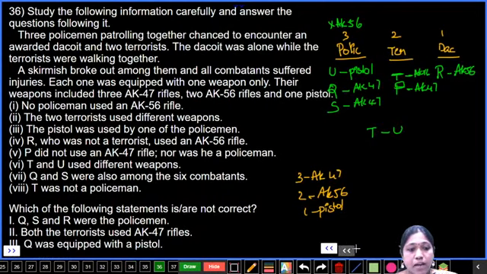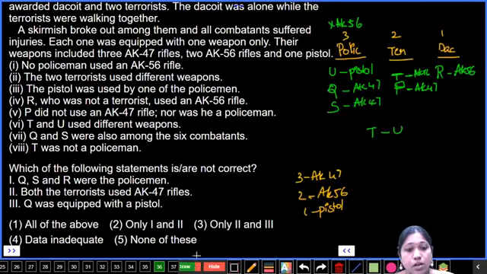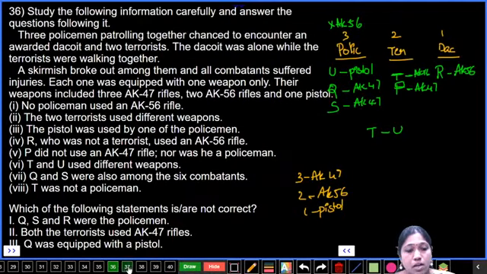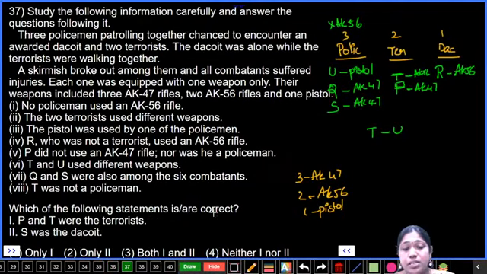Now basing on this, we are having questions. See the first question. Which of the following statements is true? Q, S and R were the policemen. Q, S, R were the policemen. Both the terrorists used AK-47 rifles. Q was equipped with a pistol. So with this we have completed the statements. Now we'll check the options. Which is not correct means all the 3 are not correct. That means first option.